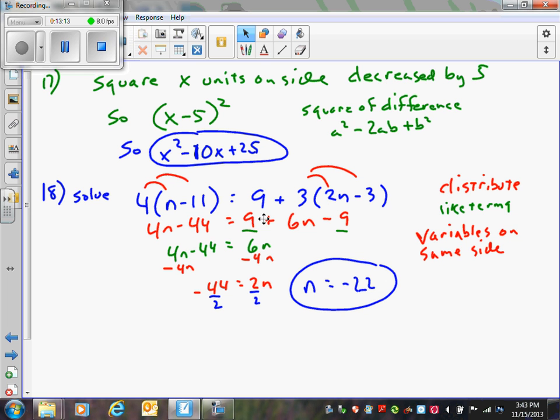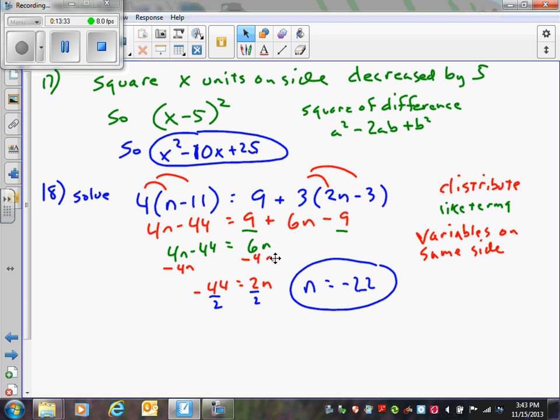18, you have to solve the equation. Well, first you got to do your distributive property to get rid of the parentheses. 4 times n is 4n, 4 times minus 11 is minus 44. Still got the 9. 3 times 2n is 6n, 3 times minus 3 is minus 9. Got to combine like terms. 9 minus 9 goes away, so I have 6n equals 4n minus 44.